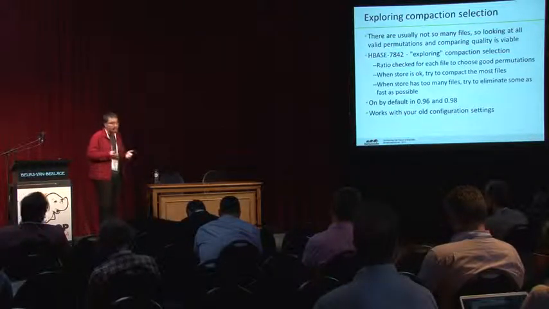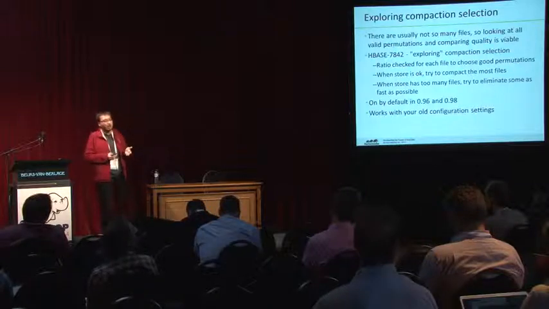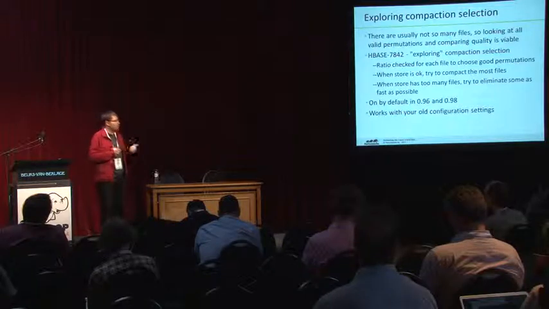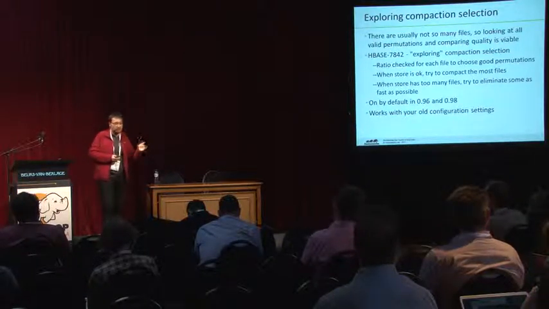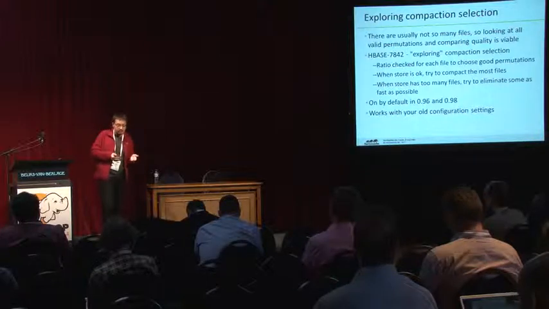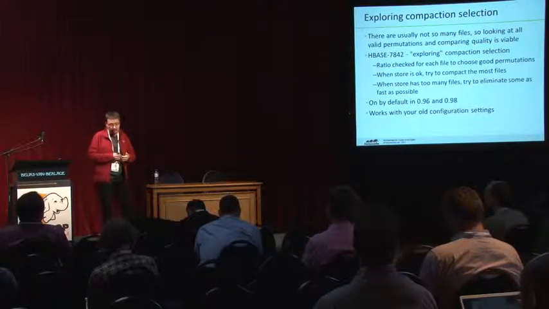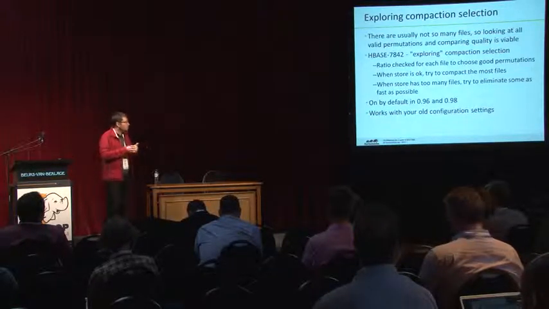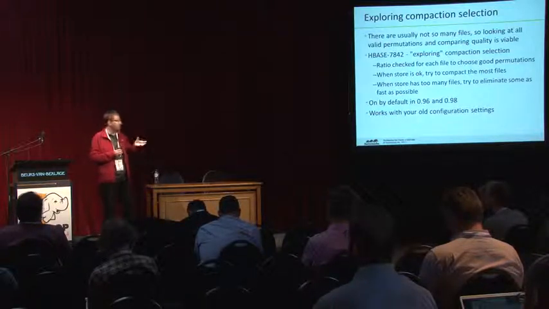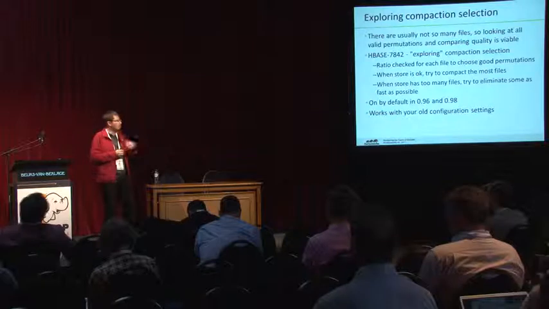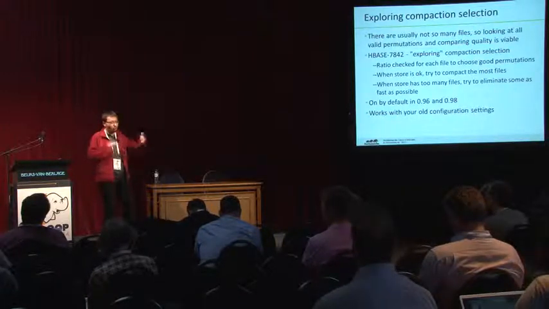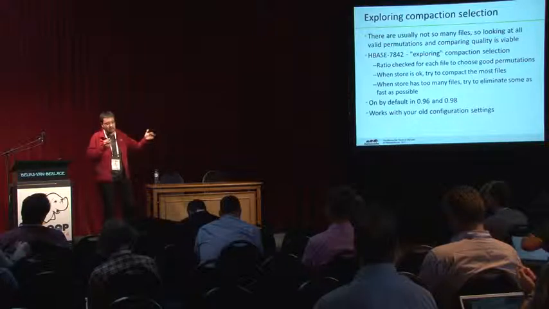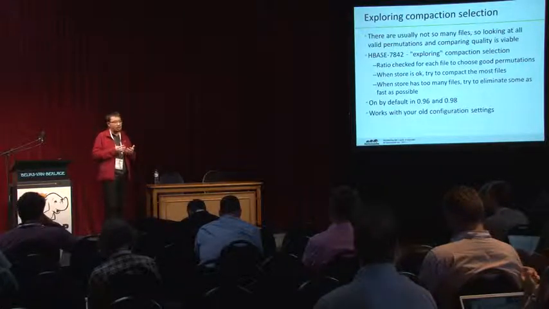So this has implications for non-regular write patterns. For example, if you're doing a lot of bulk loads, or if your flushes are not uniform, then this exploring compaction policy is helpful for those use cases, because instead of just choosing the first compaction that's eligible, the exploring compaction policy explores all the options within the given data files, and then selects the best compaction that's possible.